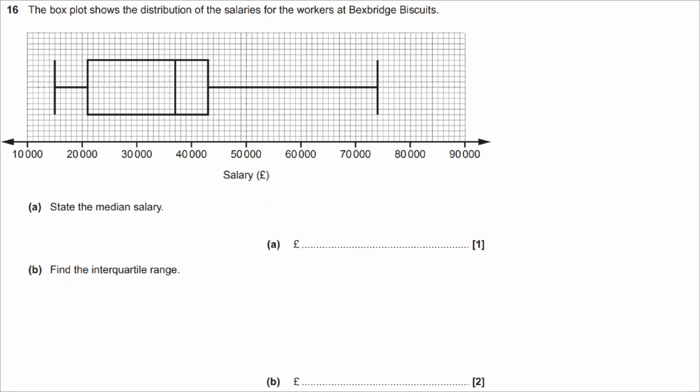Okay, moving on. Box plots. The box plot shows the distribution of salaries of the workers at Bexbridge Biscuits. State the median salary. Now, just to note on a box plot, what we need to know is the following. Here's your box plot. You've got some pretty important values and things to know on here.